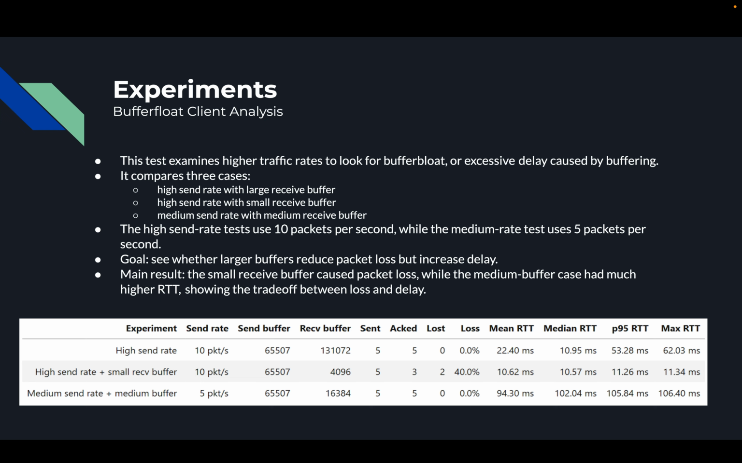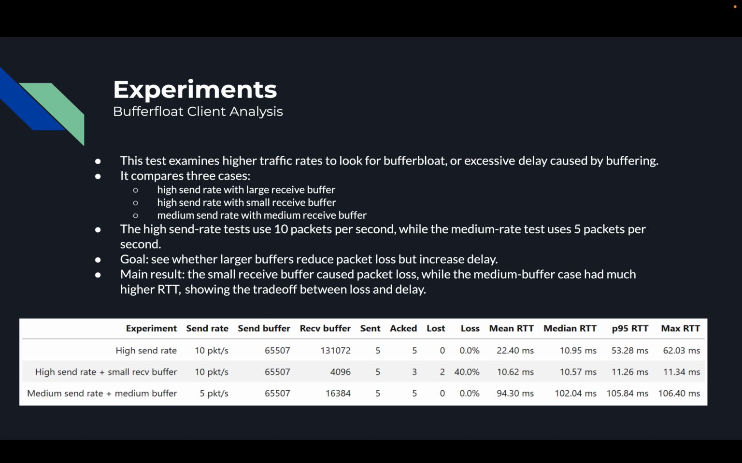And our goal here was to see whether larger buffers reduce packet loss but increase delay. Our main result was that a small buffer caused packet loss, while the medium buffer case had much higher RTT, showing the trade-off between loss and delay. And here this table summarizes the buffer bloat client experiments.